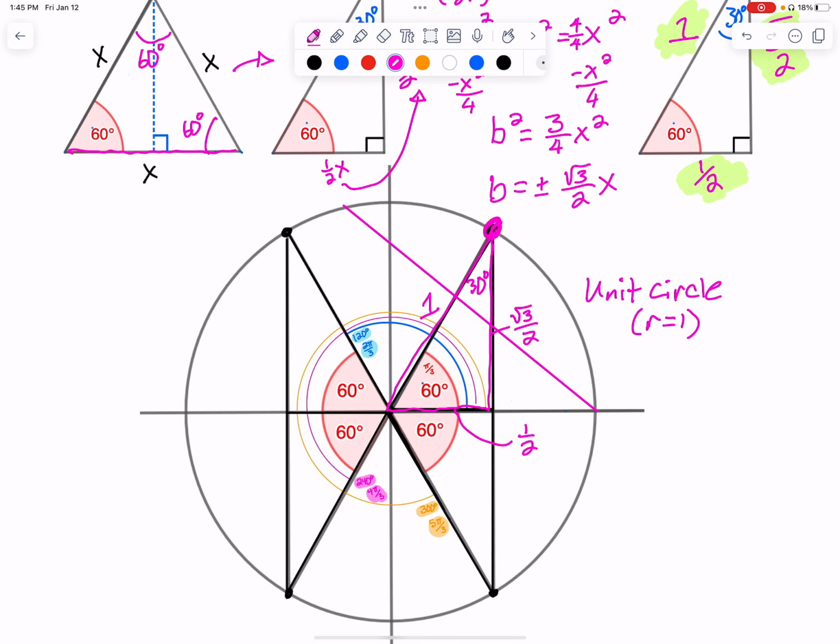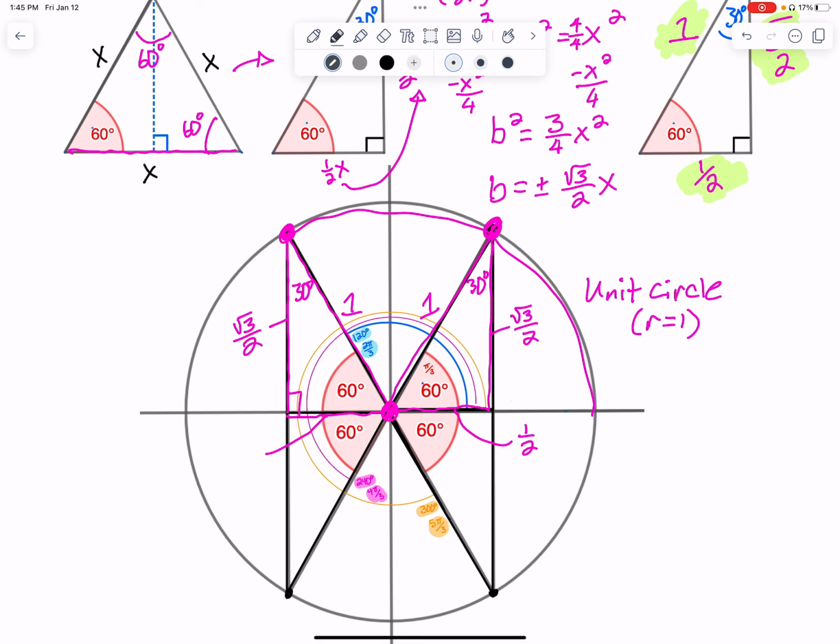But if I keep going, I end up over here, where I can create that same triangle, but flipped. It's still the same: the sides are the same, 30 degrees there, a 90-degree angle there. This is still 1 because it's the radius of the circle, so from here to here is still 1. And I get radical 3 over 2 on this side.